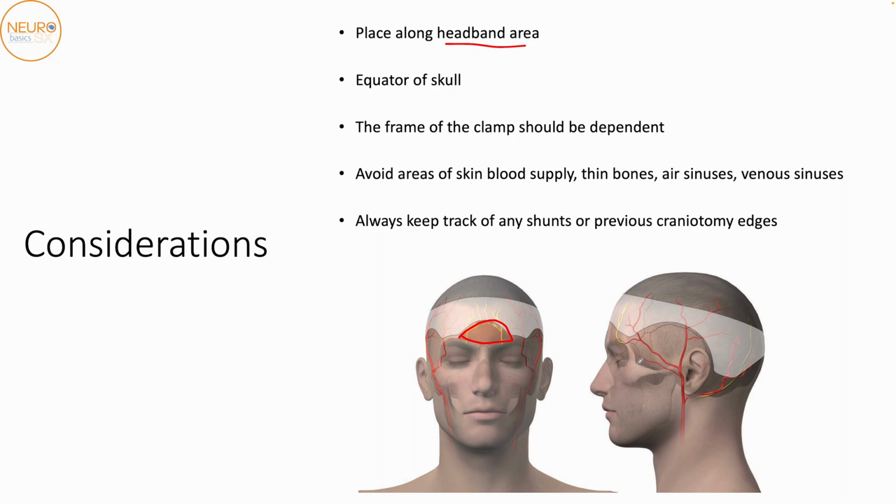And you want to avoid the region below the superior temporal line, because usually the bone is quite thin over here and there's a lot of muscle, so you want to avoid that. There might also be arteries running here that you want to avoid.